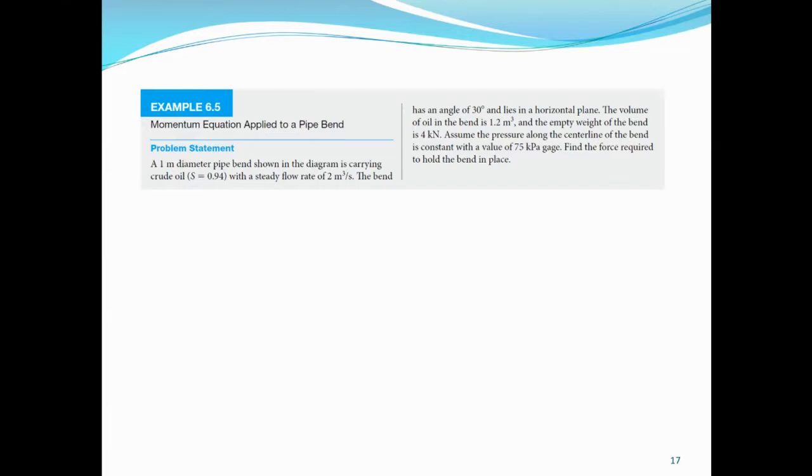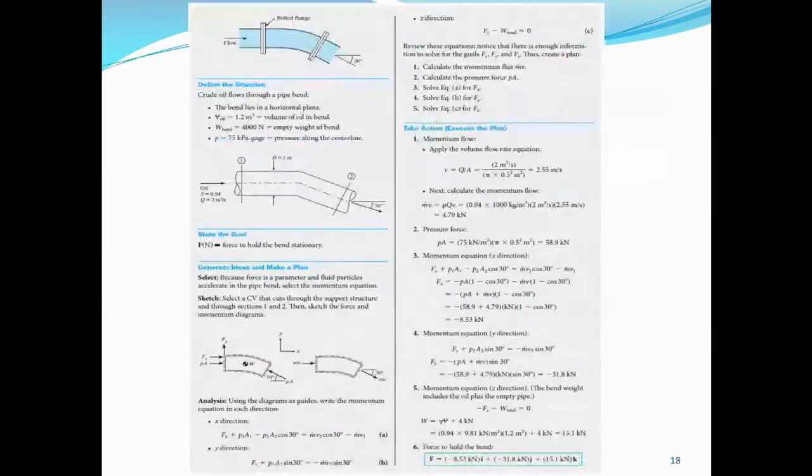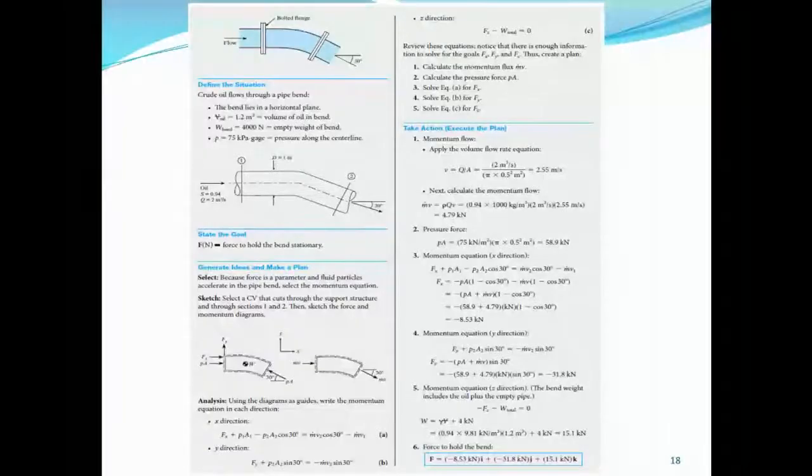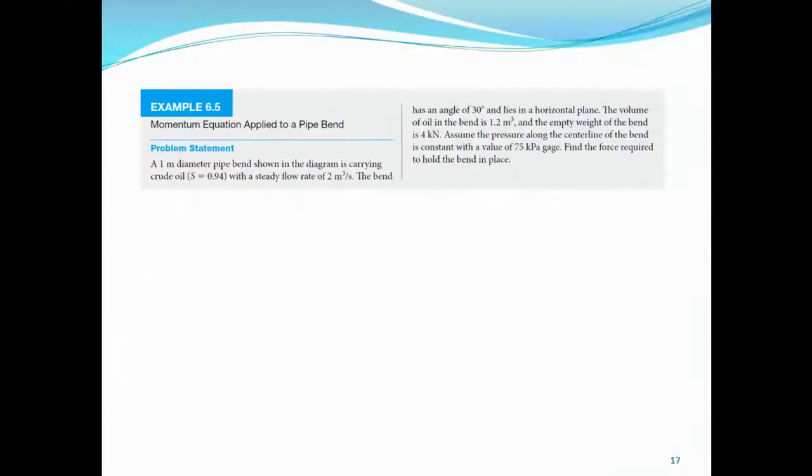The problem statement here goes: a 1 meter diameter pipe bend, shown in the diagram, is carrying crude oil whose specific gravity is 0.94. So crude oil is less dense than water because the specific gravity is 0.94. That of water is 1.